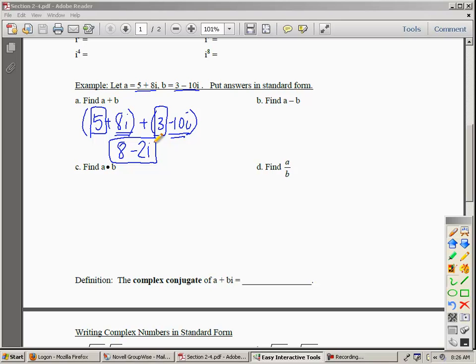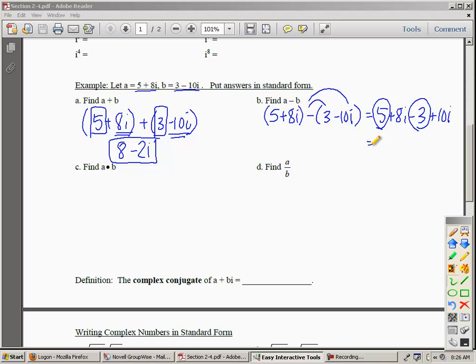If I go to subtract them, A minus B, 5 plus 8i minus 3 minus 10i. Easiest way is to distribute the negative. So 5 plus 8i minus 3 plus 10i. So this turns to a negative, this turns to a positive. I again add my like terms. 5 and -3 makes 2. 8i and 10i makes 18i.